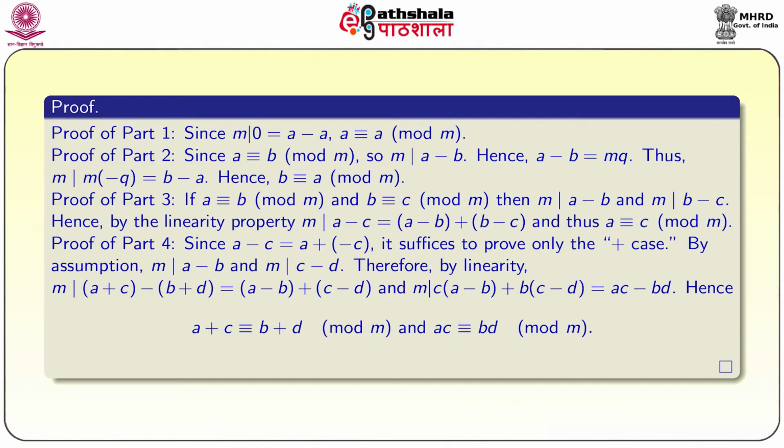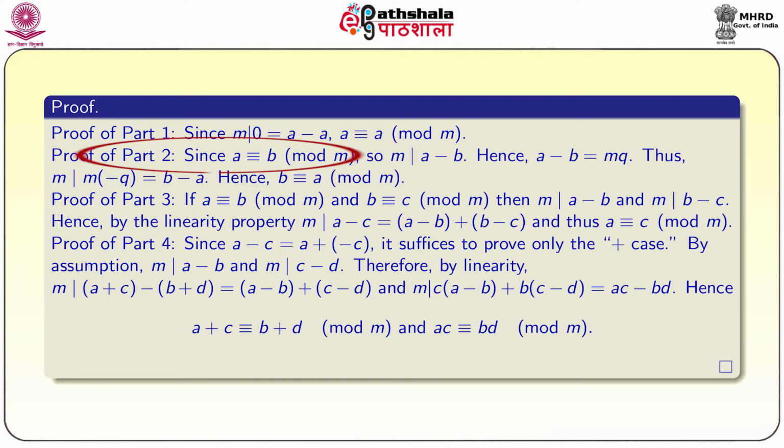The proof of part 1: since m divides 0, we know that every integer divides 0. So, 0 can be written as a minus a for any integer a. So, a is congruent to a mod m. So, for any integer a, we have a is congruent to a mod m. This is also true for any integer m. So, the congruence relation satisfies the reflexive property.